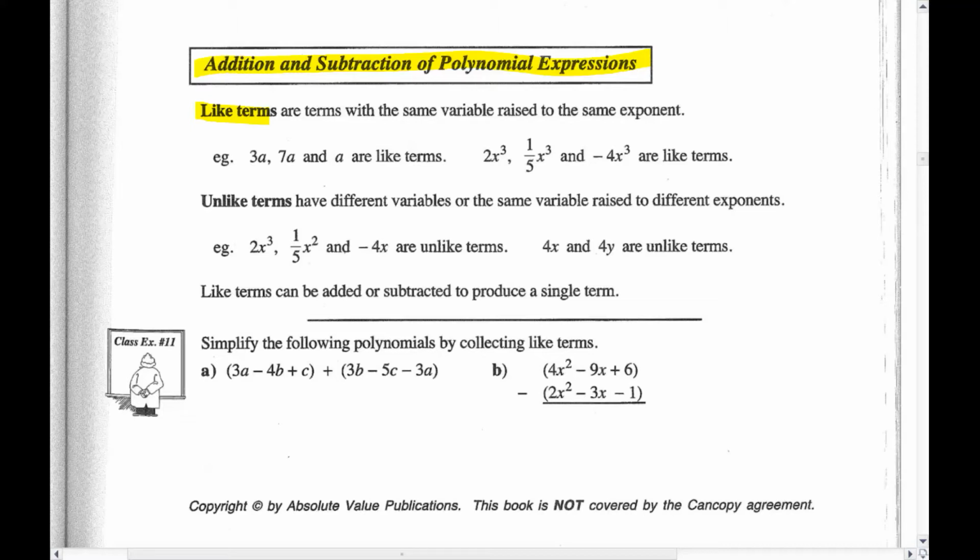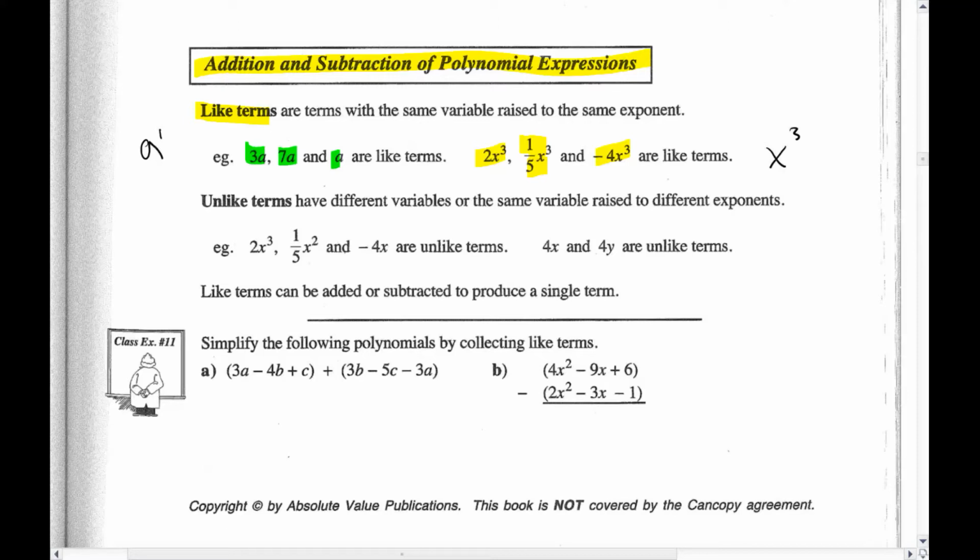A good example here is 3a, 7a, and a. Those are all like terms because the variable is a, and the exponent is 1. They all are variable a with an exponent of 1. Another good example is 2x to the power of 3, 1 over 5 times x to the power of 3, and negative 4x to the power of 3. Those are like terms because they are all variable x and they are all to the same power.